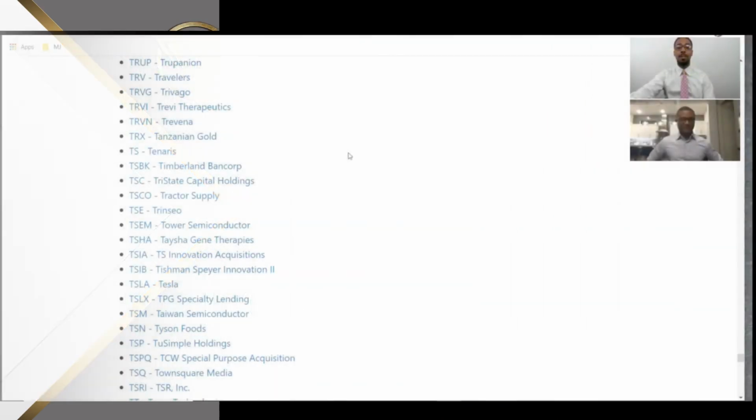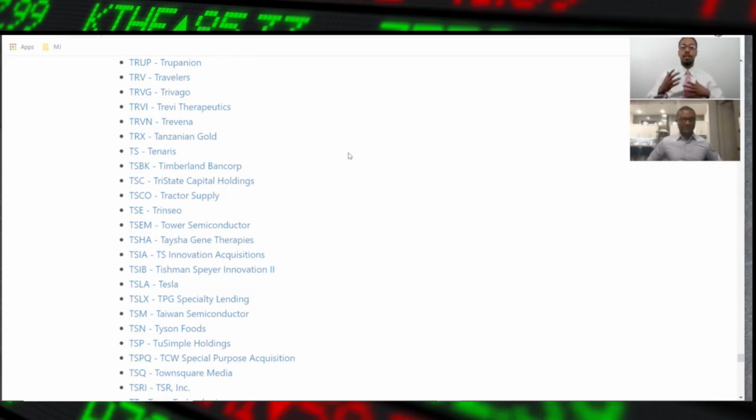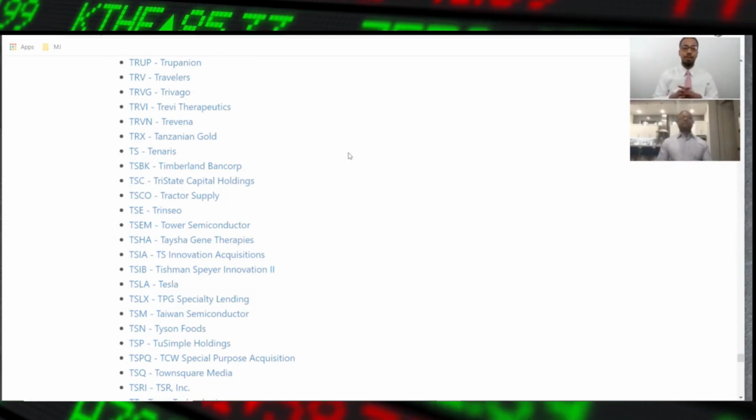Right, so where can we go to look up how some of these symbols are doing?